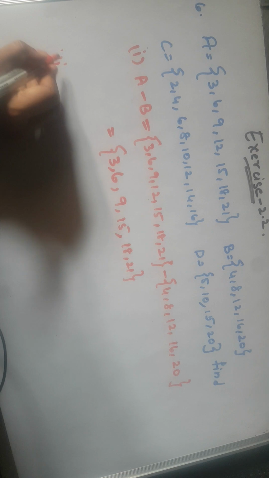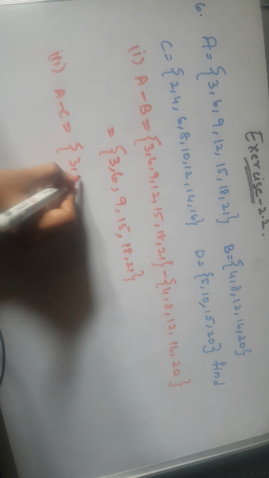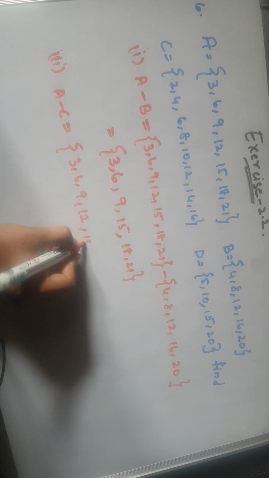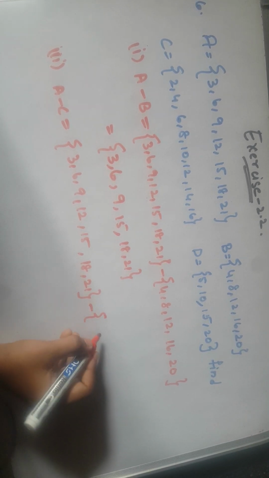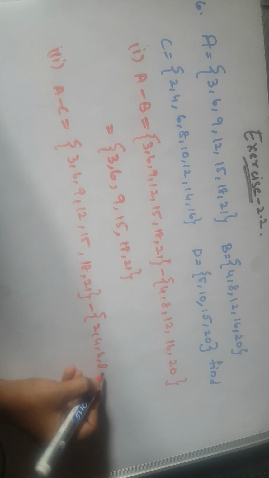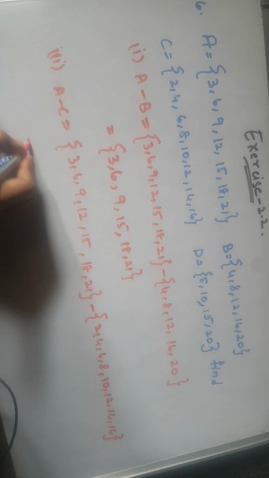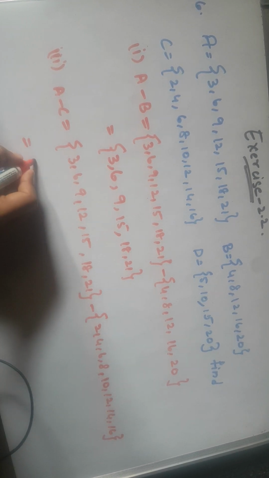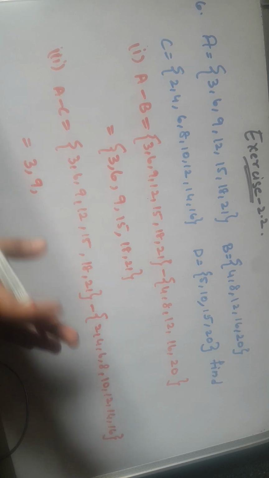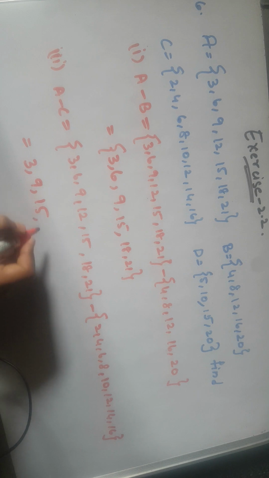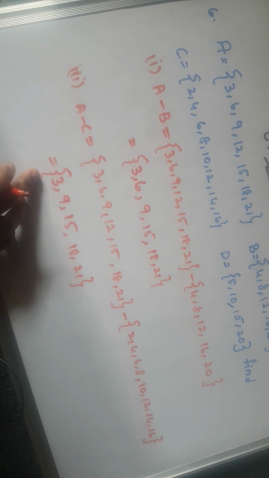The second question is A minus C. What are the elements of A? 3, 6, 9, 12, 15, 18, 21. What are the values of C? 2, 4, 6, 8, 10, 12, 14, 16. So what is the value of A minus C? 3, 6 is present, so cancel it, 9, 12 is present, cancel it, 15, 18, 21. This is the value of A minus C.